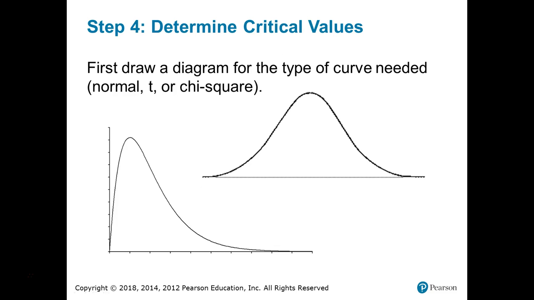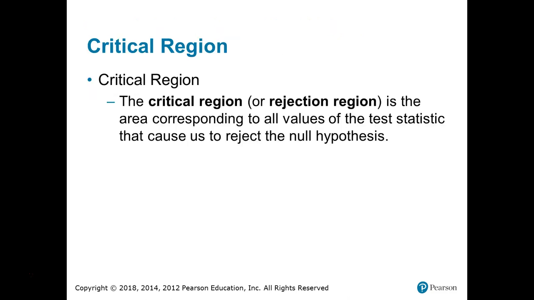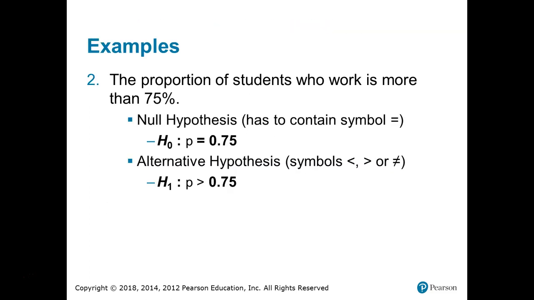Step 4. Now we must draw the diagram for the type of curve needed. So think back to chapter 7 when we have normal, we have t, we have chi-square. Next, we need to determine critical regions. And this is similar to concepts we've done in the past, nothing new. So the critical region is the area corresponding to all values of the test statistic that causes us to reject the null hypothesis. We are ultimately looking at the hypotheses here to say, hey, can I reject this null hypothesis or can I not reject it?